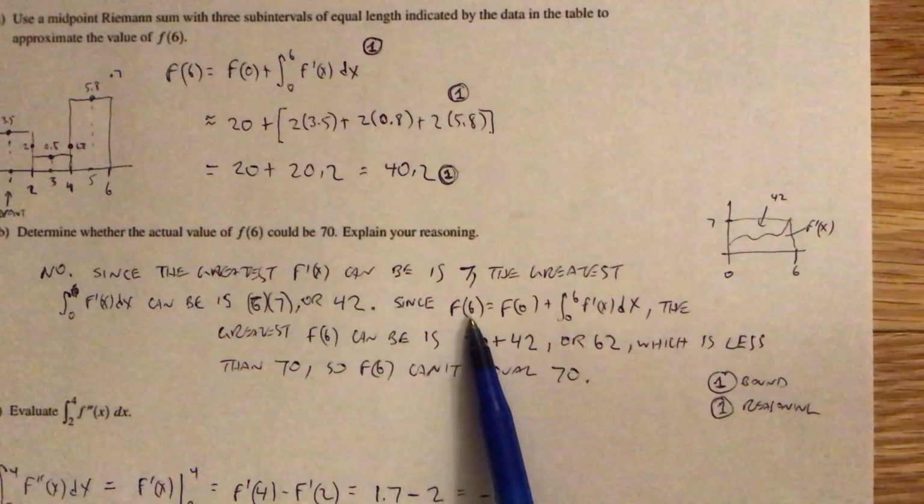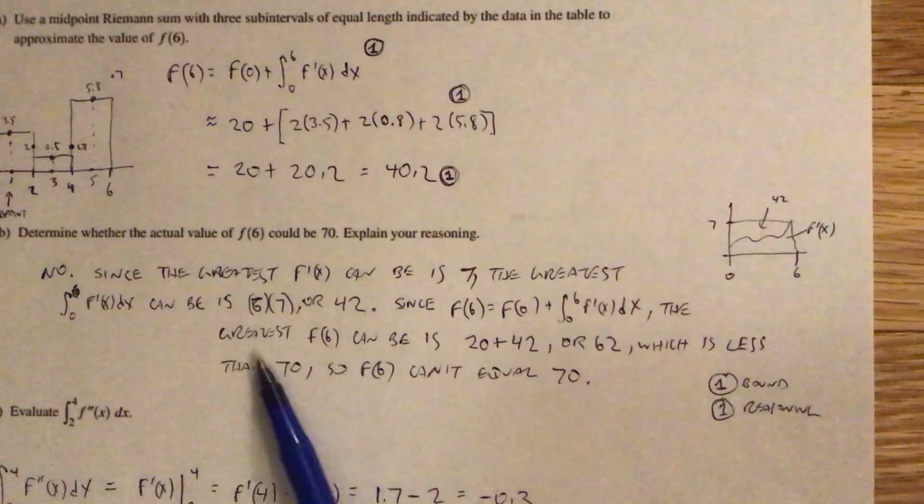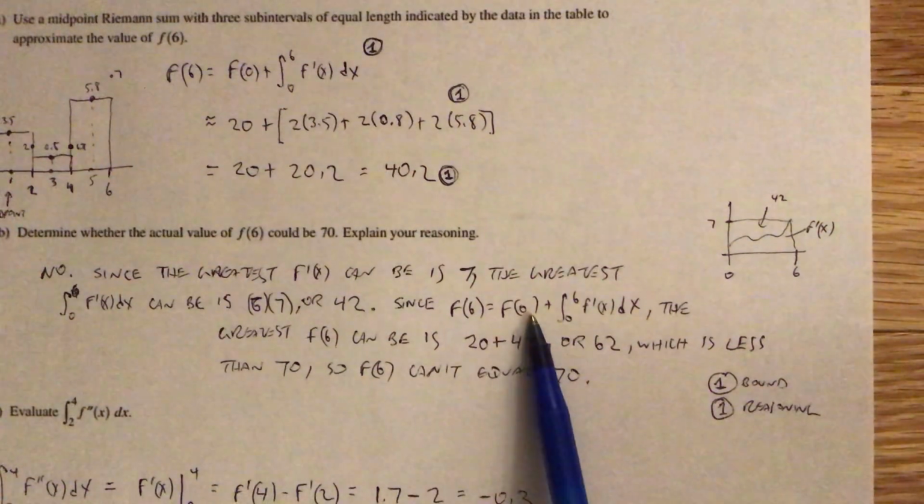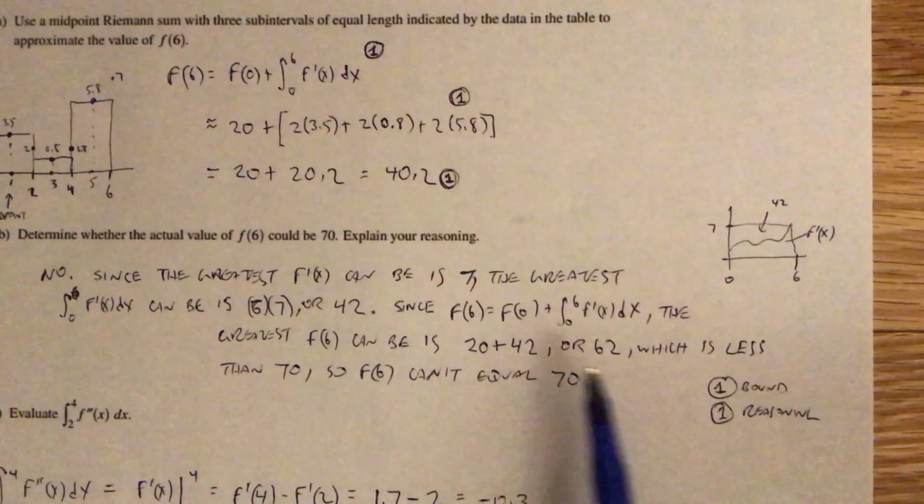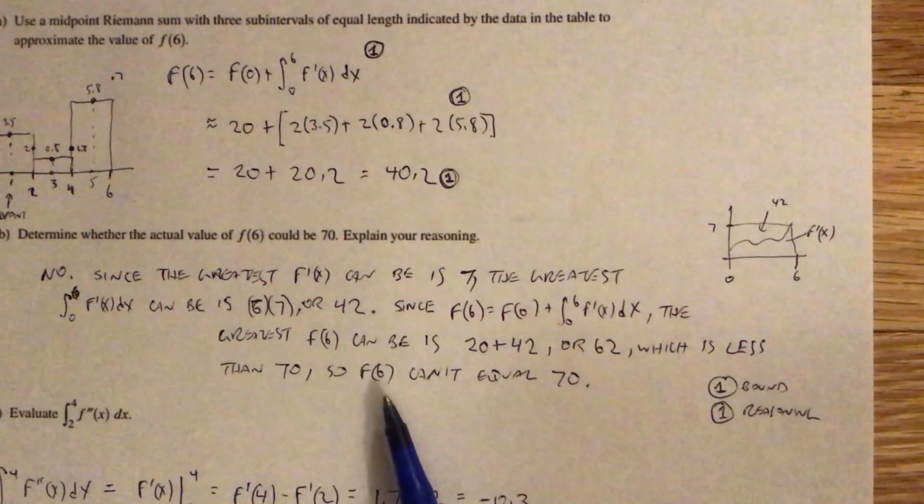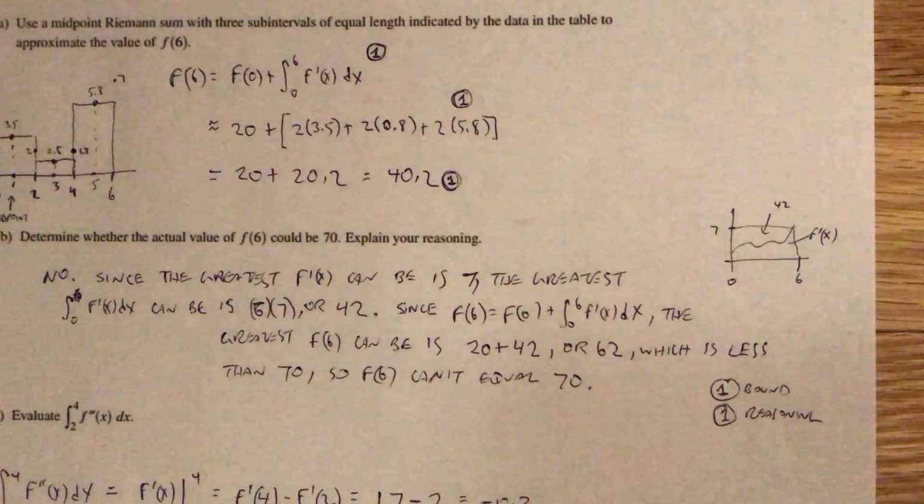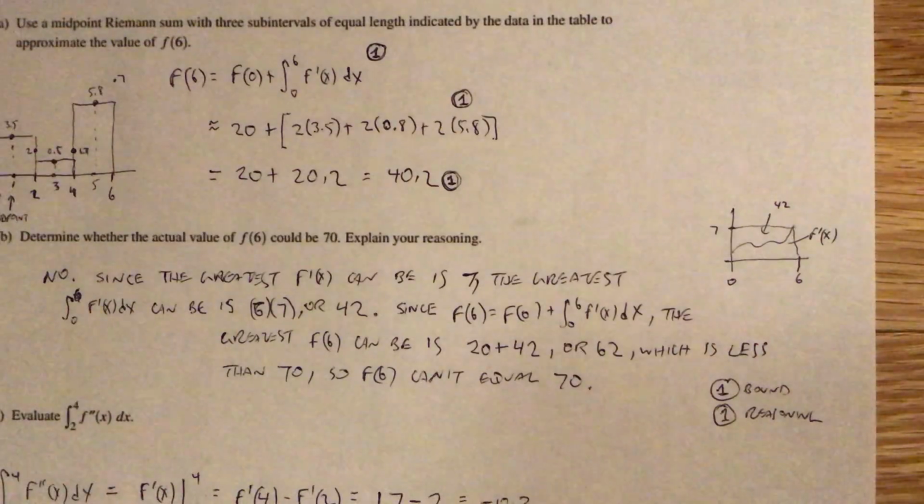Now I go and say, well, since f of 6 is f of 0 plus that integral, the greatest f of 6 can be is that 20 plus that maximum area 42, which is 62. So if the maximum can be 62, it's less than 70, and f of 6 then can't become large enough to get to 70. All right? So kind of an interesting problem.